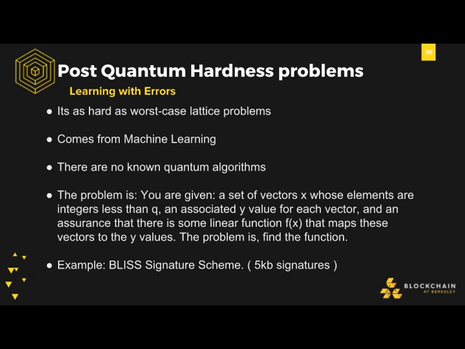Kilobits. 5 kilobits for 128 bits of security, which is what we have in the elliptical curve 25519. So again, a huge size difference. But for Bliss, NIST has also recommended this for further study and then standardization.